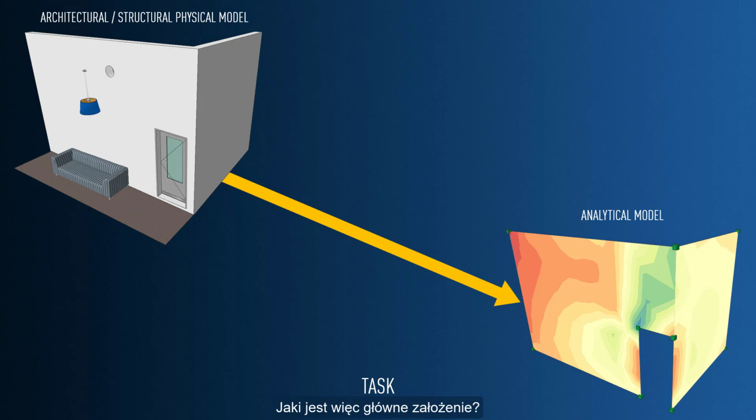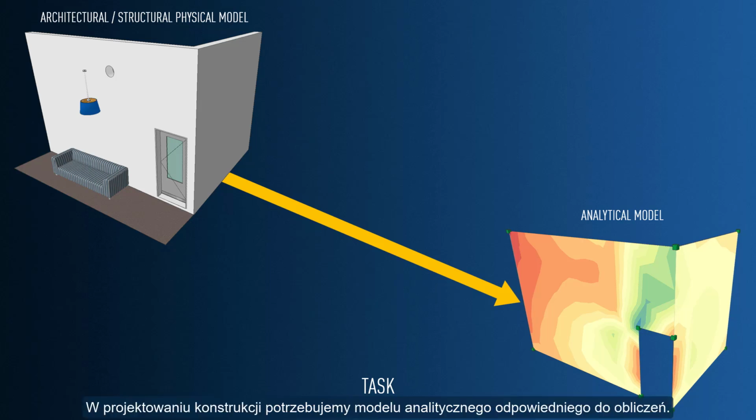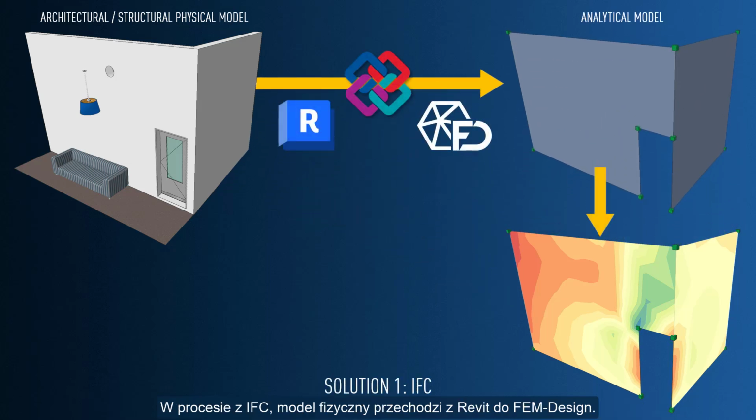So what is the main task? In structural design, we need an analytical model suitable for calculation. In the IFC workflow, the physical model comes from Revit into FEM-Design. During import, FEM-Design creates the analytical model from the physical geometry. The engineer then checks, corrects, and completes it.